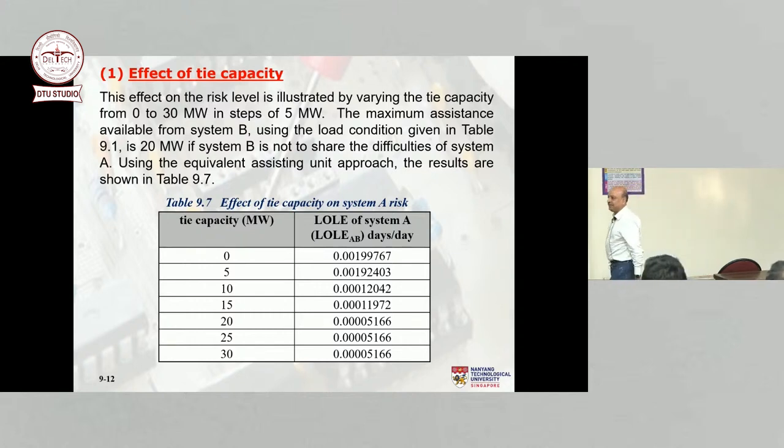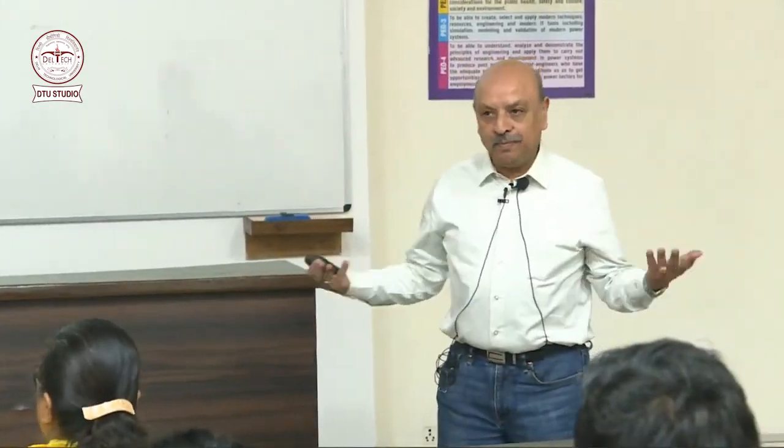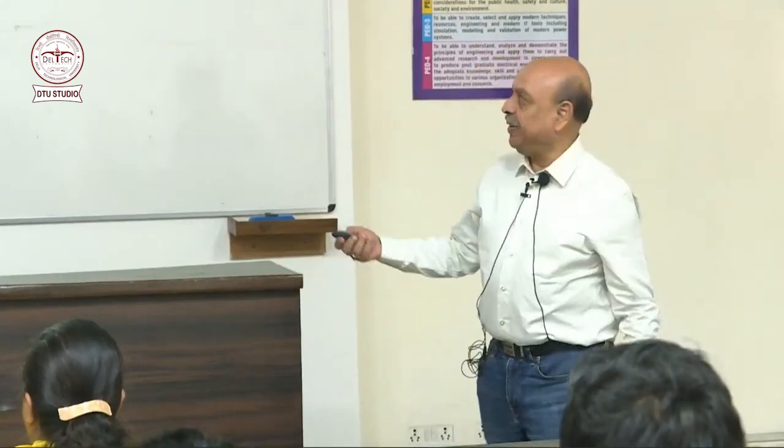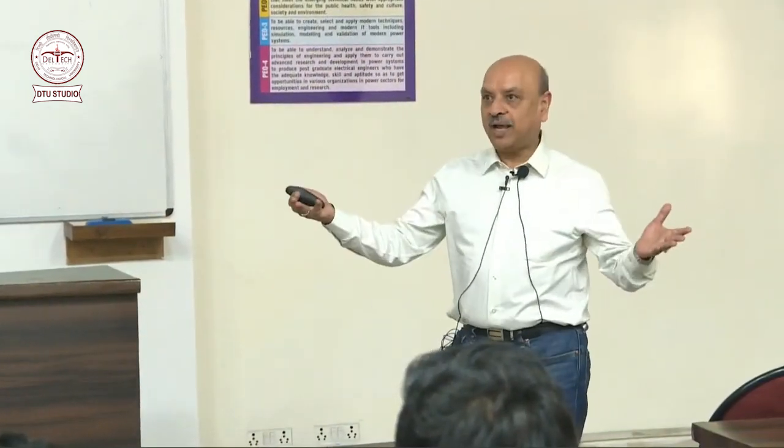Constrained by the capacity of the assisting system. Assisting system is 60 megawatt, peak load is 40. It will not help me beyond 20 megawatt. So beyond 20 megawatt, nothing will change. You put a 100 megawatt line, tie line capacity, it's not going to matter. It's just a waste, complete waste, okay?